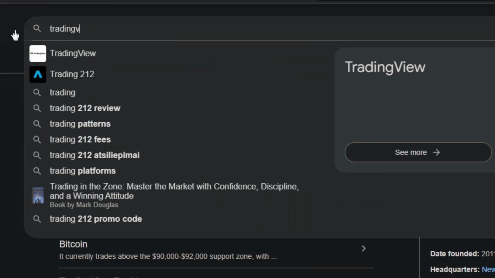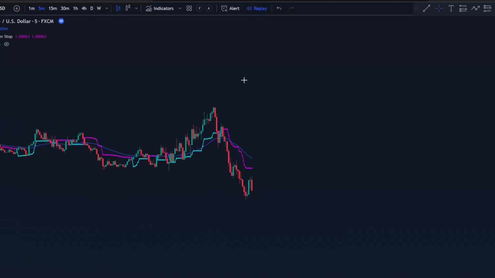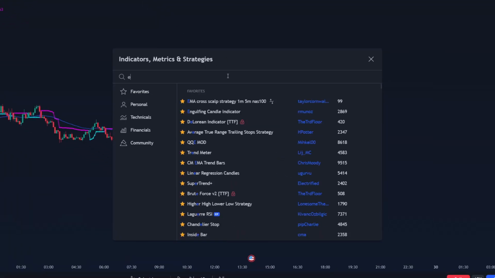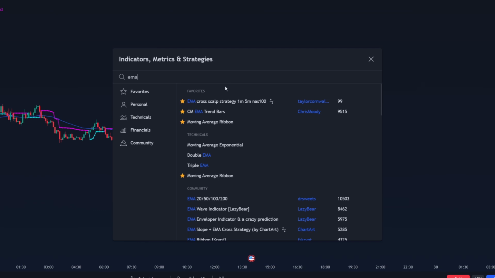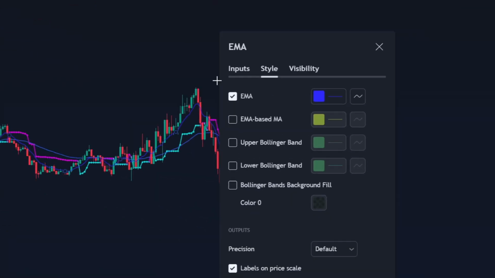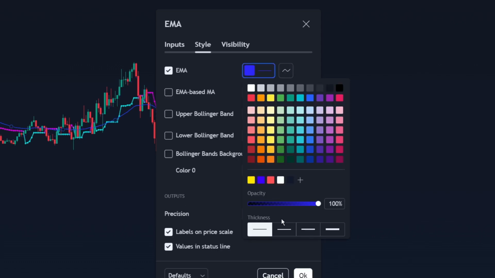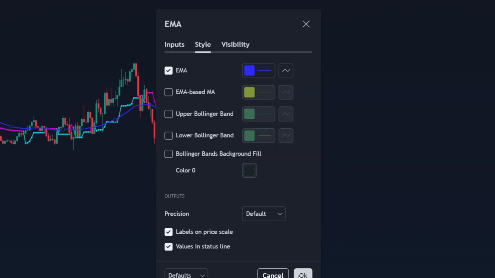Let's head over to tradingview.com and set up the two free indicators. When you're there, click on the Indicators tab and type EMA. Click on Exponential Moving Average. Click on the indicator settings and set the length to 50. Then go to the Style tab and adjust the EMA's band width and color so it's easier to see.